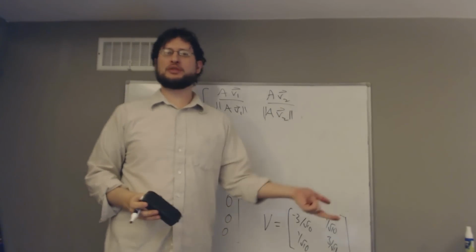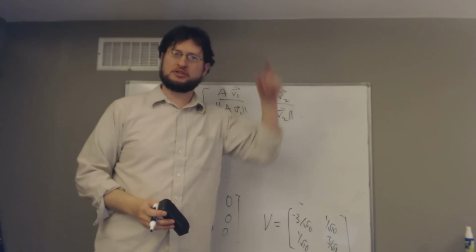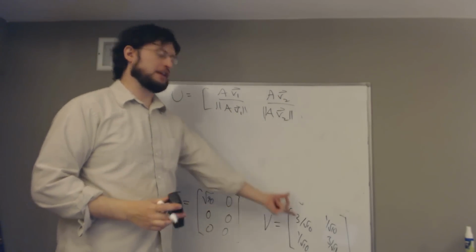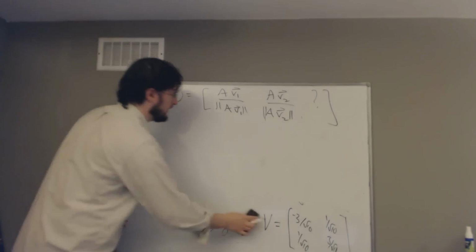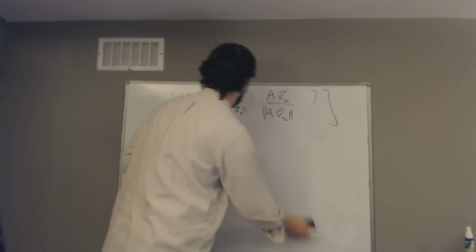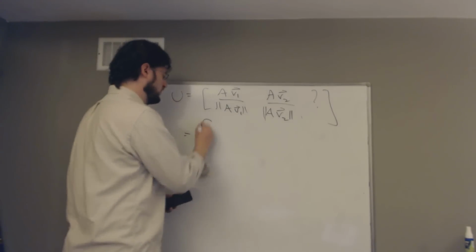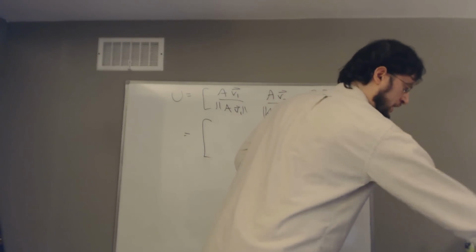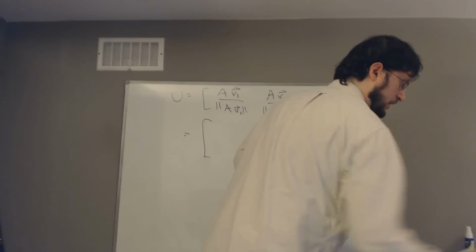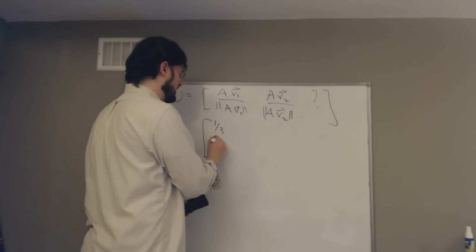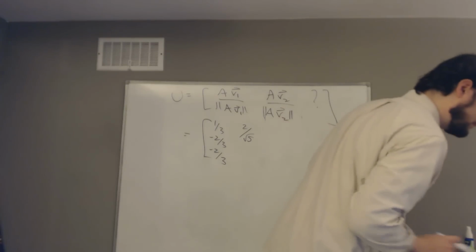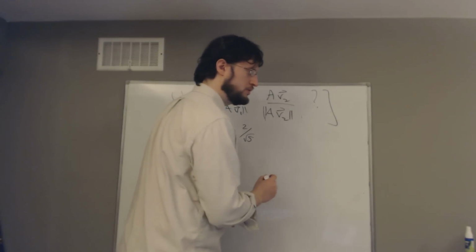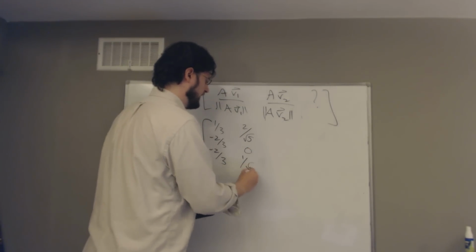Now we're in the same situation as the last example that we looked at, where we need to end up with a 3 by 3 matrix because we started with a matrix with 3 rows. We're only going to get 2 out of this, so we need something else to put there as well. Again, I've just calculated AV1 over its length and AV2 over its length, and what we end up getting is 1/3, minus 2/3, minus 2/3, and 2 over root 5, 0, and 1 over root 5.